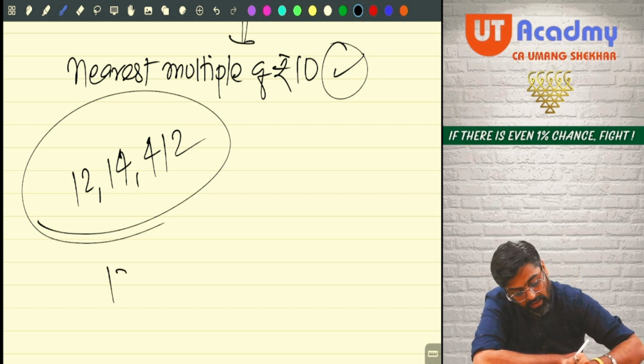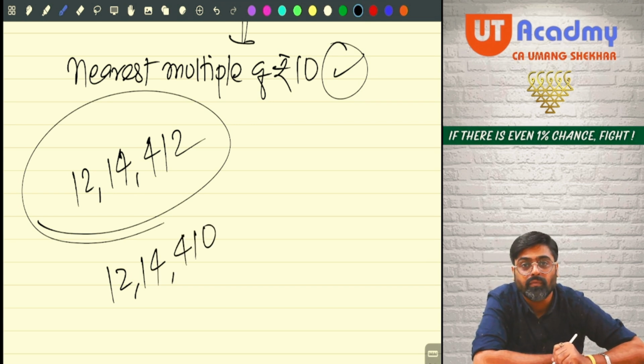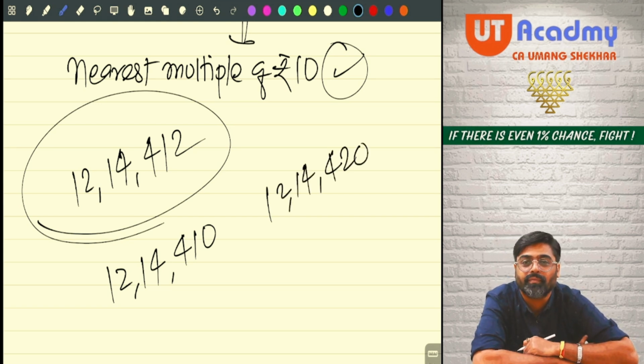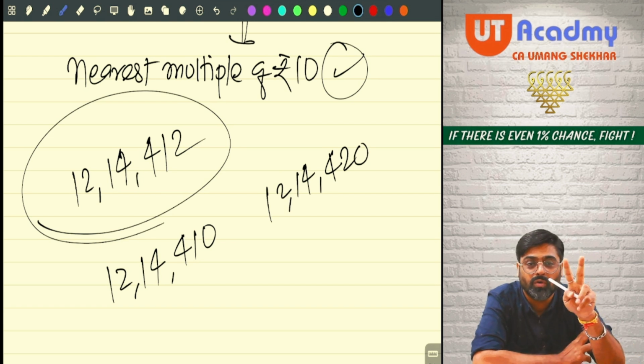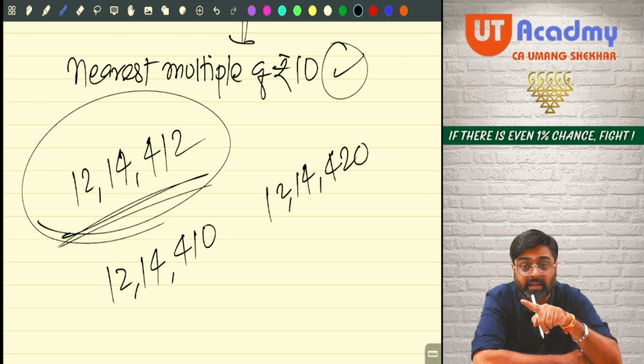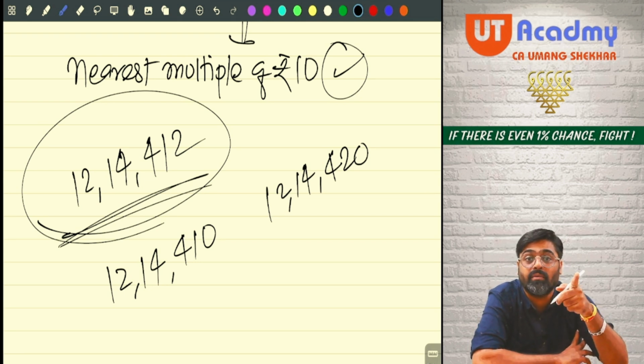So you write down 12,14,410 and you can write down 12,14,420. These are the two multiples of rupees 10 which can be replaced for this amount. But you have to replace this amount by the nearest multiple of rupees 10. Come on, tell me which is the nearest one?